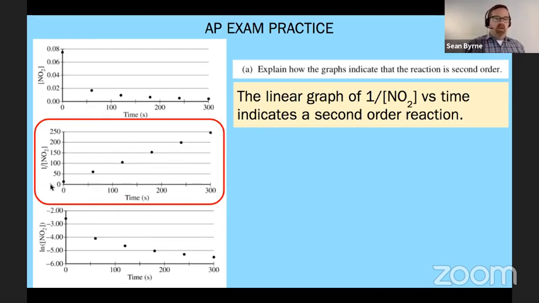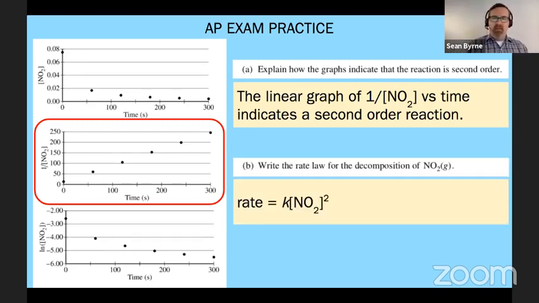And then we would want to look at what is the y-axis here, and we know that 1 over the concentration of a reactant tells us that it's second order, not zero or first order, okay? And so if we've identified that it's second order, we can write a rate law that is consistent with that. The rate is equal to k times the concentration of NO2 to the second power.